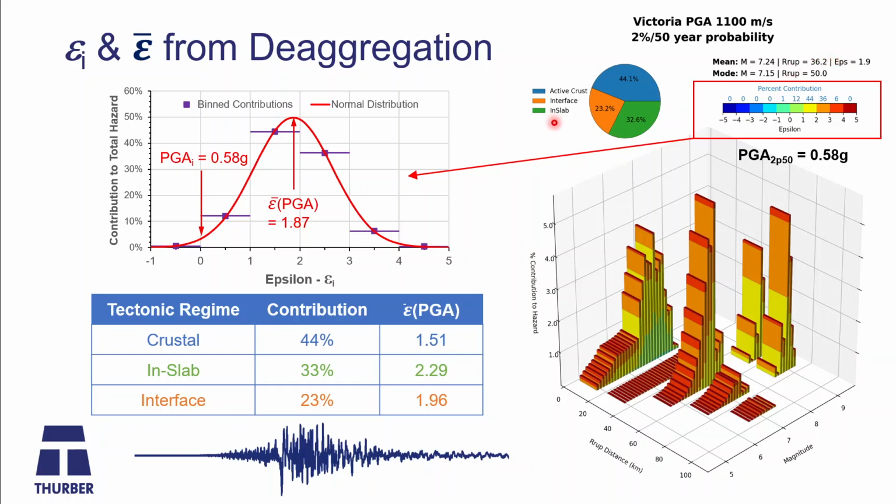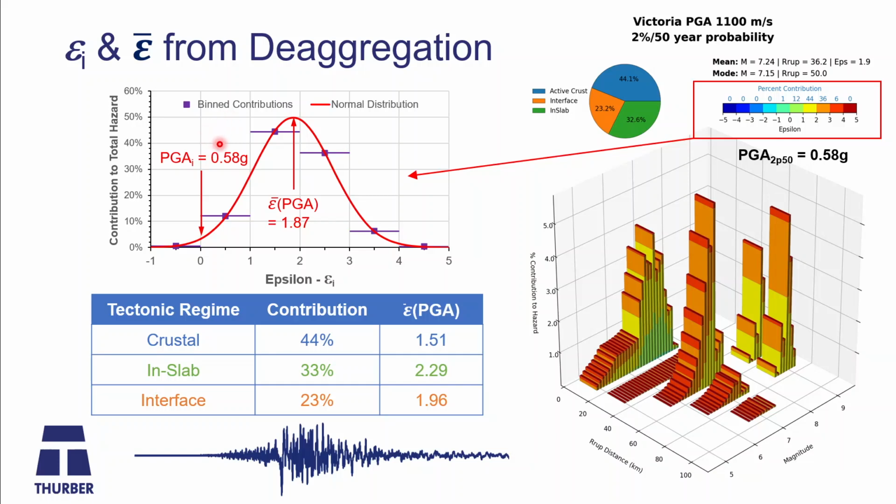And so if we look at that distribution here, plotted now in terms of contribution to total hazard relative to the epsilon, you can see these purple bins, which are the coarse bins that the deaggregation data gives you. And the contribution-weighted mean of 1.87 is basically the average, or the mean, right on this normal distribution that you see on the red curve.